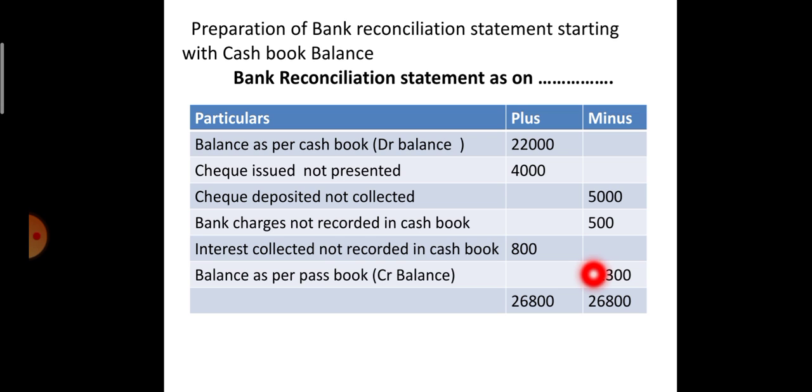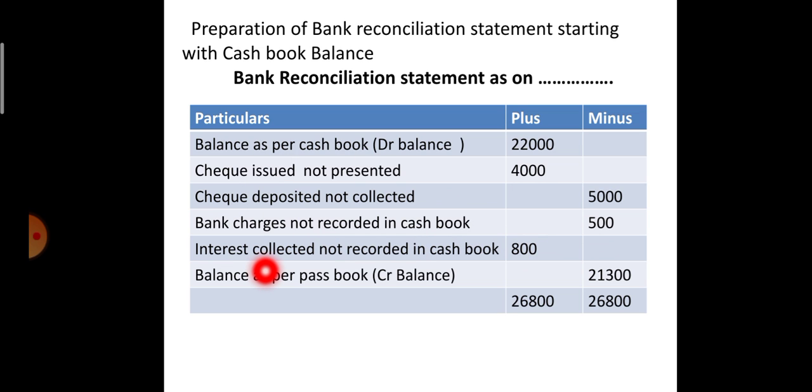That was the same thing, no? In the cash book it is 22,000 and in the passbook it is 21,300. That means everything is all right. If, after determining all the reasons of difference, the balance received is not according to the cash book or passbook, then we have to find out the reasons for that. So this is the BRS.